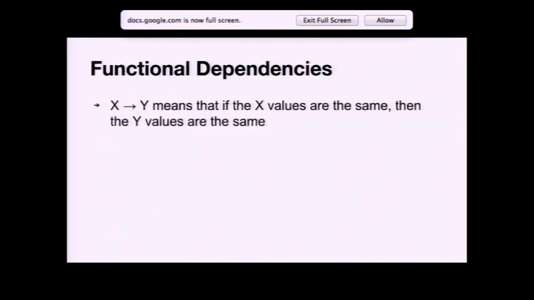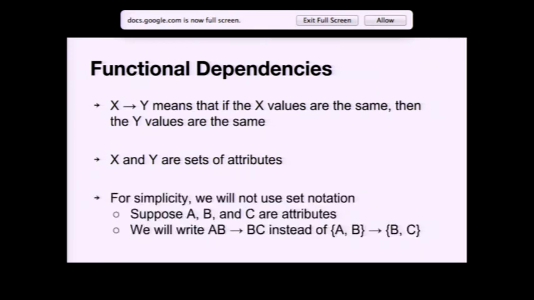All right, functional dependencies. They're written in the form X arrow Y. If you say X arrow Y, that means that if the X values are the same, then the Y values are the same. And X and Y over here are sets of attributes. For simplicity, we're not going to use set notation. Suppose we have X is equal to the set AB and Y is equal to the set BC. Then we're going to write AB determines BC instead of set A, comma B determines set B, comma C, just to keep the syntax a little bit simple.